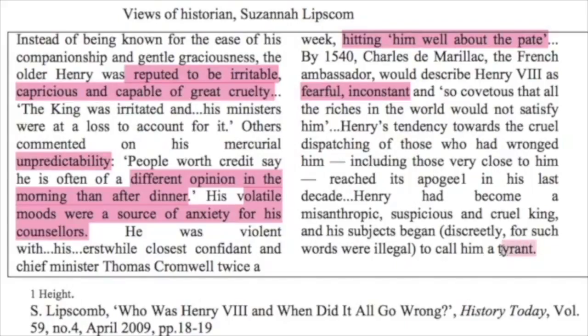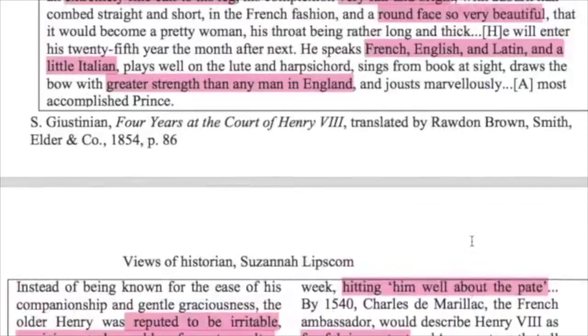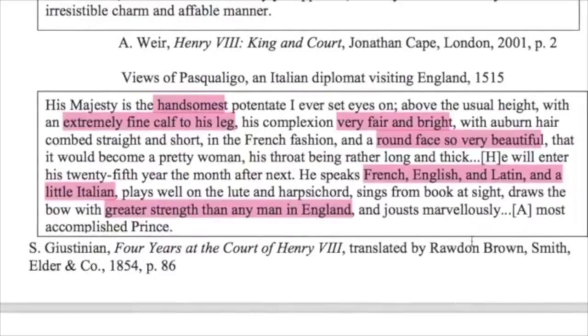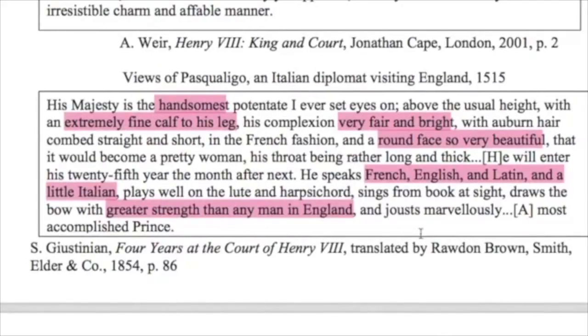This word tyrant is reminiscent of someone like Hitler or Mussolini, someone who's running a country with no one to stop them. So this is biased against Henry because of all the emotive language that they're using to show how horrible he was, whereas this one is biased towards Henry, showing you all of the positive things about him.